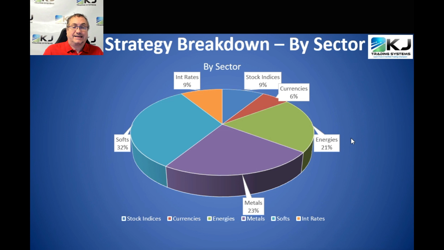And then when you break it down by sector, you can see about a third of my strategies that I'm currently trading are in the softs and Ags, and then metals, energies, interest rates, and then stock indices and currencies. So interest rates, stock indices, and currencies all show the lowest profit, but they're also the lowest weighting. Altogether, they're about a quarter of the portfolio. So that's kind of why it looks the way it does.